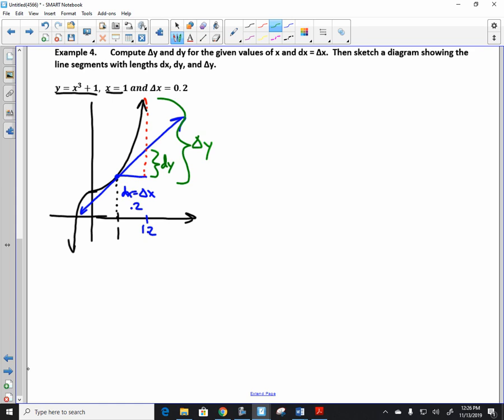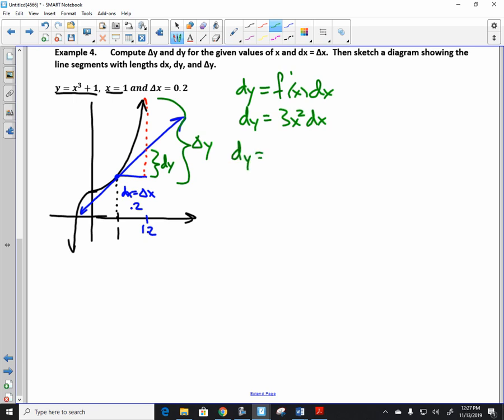Great. Let's compute dy. How do we compute dy? What's our formula? What is f prime of x? 3x squared. What is dx? Dx is 0.2. It's the same as delta x. Delta x and dx are the same. I have my differential.